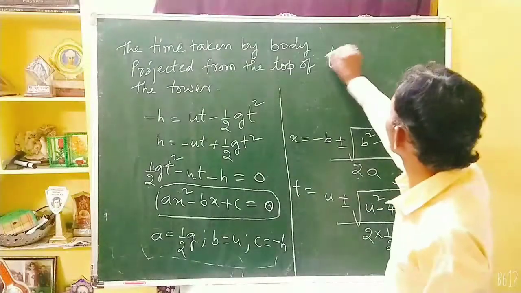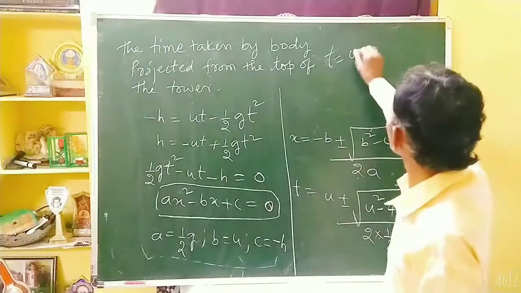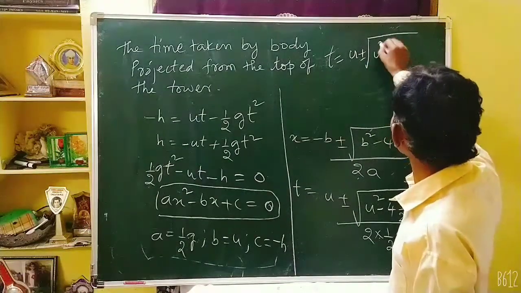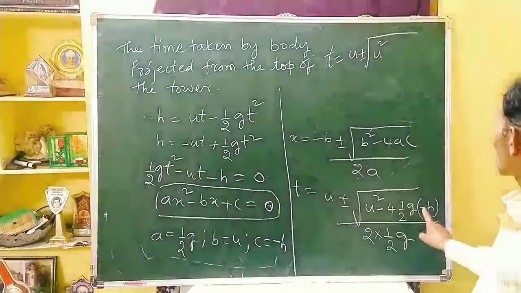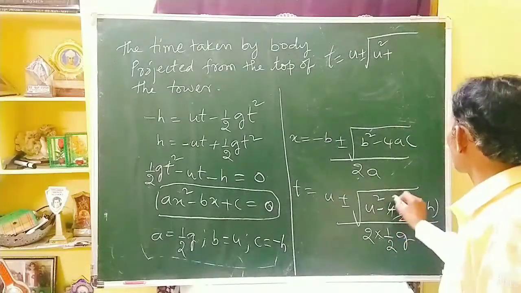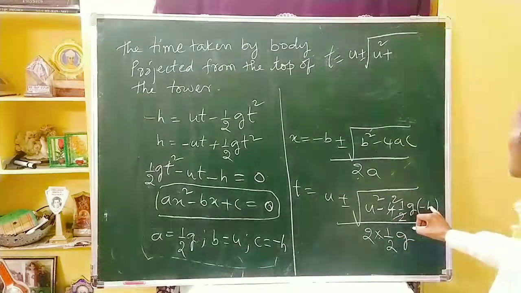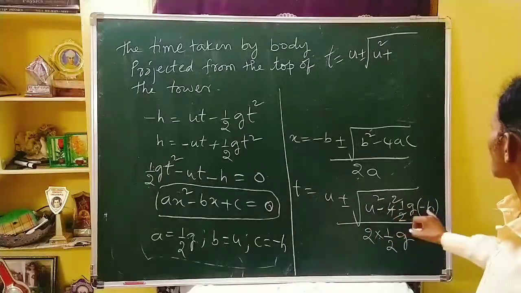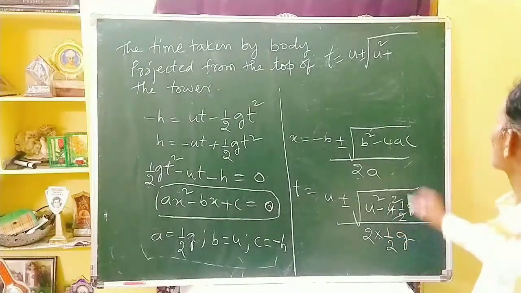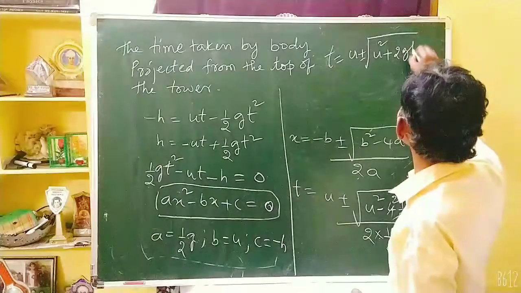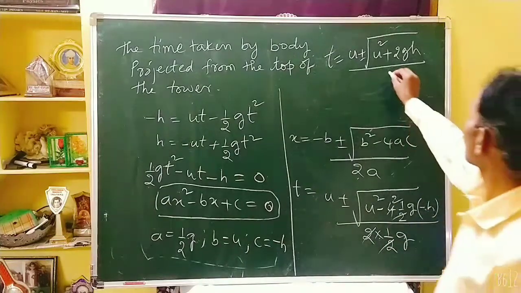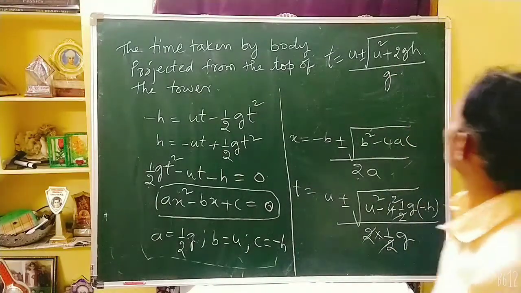T is equal to u plus or minus under root of u square, then minus into minus is plus. 2 gets cancelled with 4 two times, and 2gh is left over. So 2gh by, in the denominator, the 2 gets cancelled, and what is left over is g.